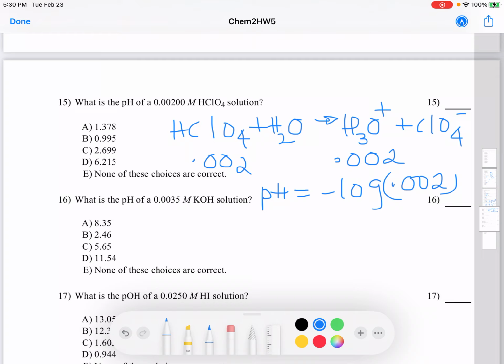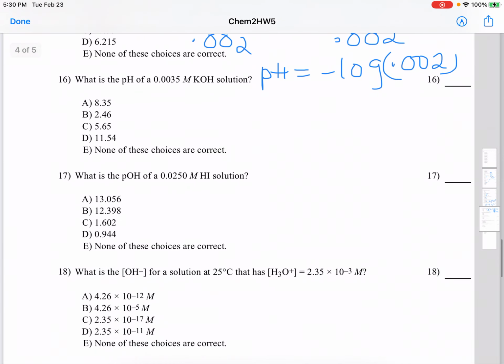Yes, I got a number. I got an answer, and I can see that answer in the answer choices. So you guys can do it and find out.